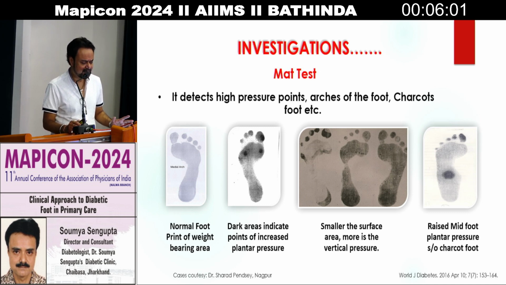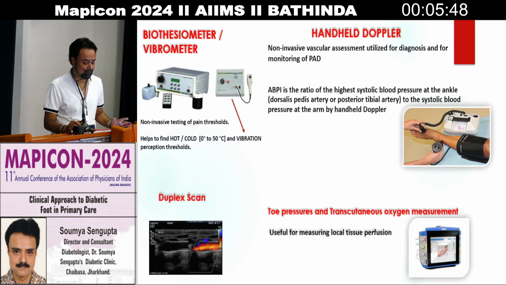MAT test, it detects high pressure points, arches of the foot, Charcot foot, etc. If you have this facility, it will help you to evaluate the proper footwear, offloading footwear. Biothesiometer, vibrometer. If you don't have a biothesiometer, at least this vibrometer, the smaller one, can give you an idea about the vibration perception threshold. Handheld Doppler, if you have, it's a very useful tool.